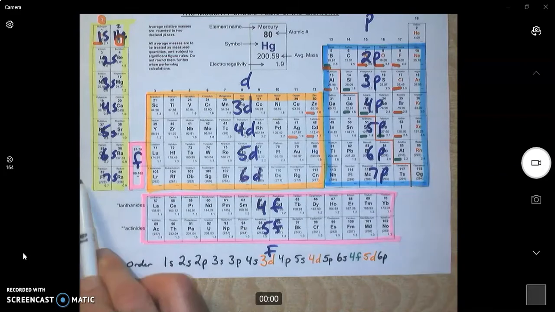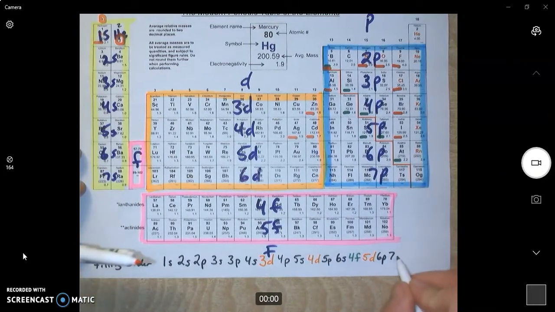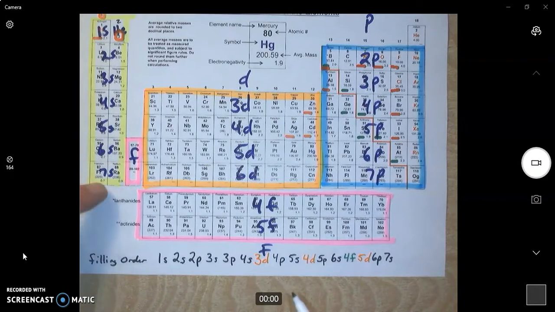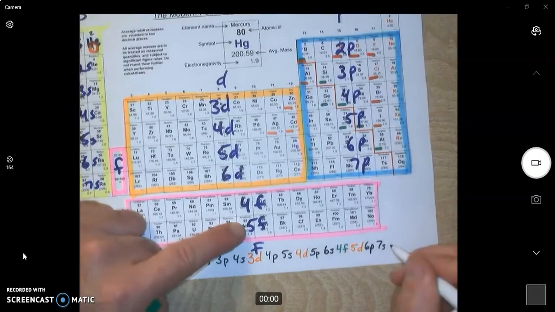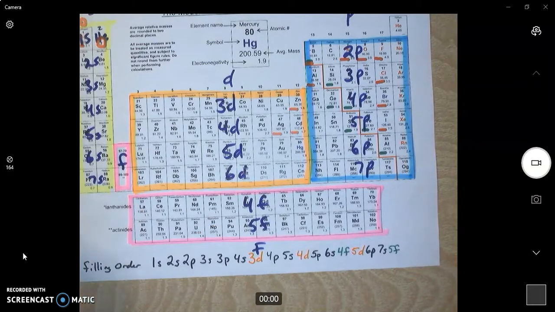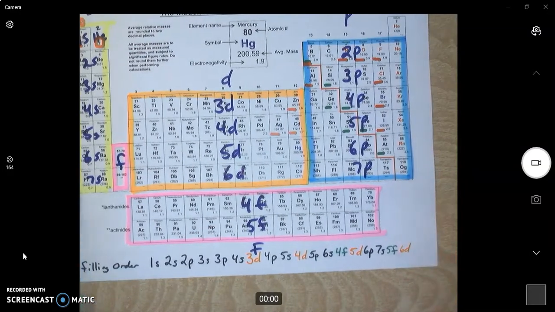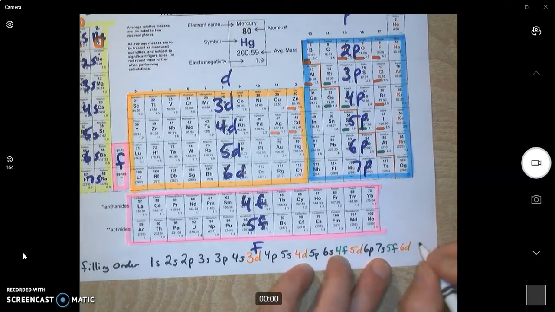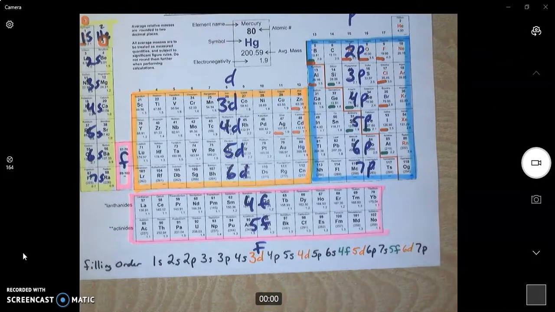We start the 7th row with 7s. Then we hit another F block. This time it's the 5f. We hit the 6d. And then finally we end up with our 118th electron, which finishes out the 7p. That right there is the order of sublevels on the periodic table to hold 118 electrons, which is the highest number that we need.